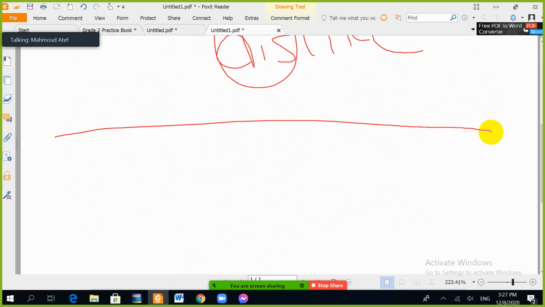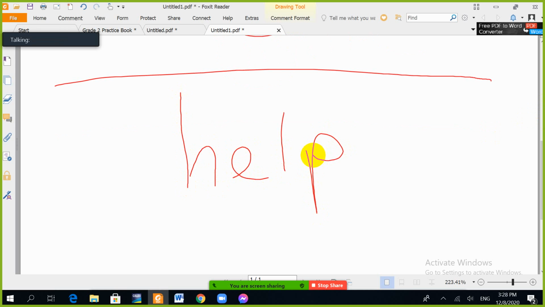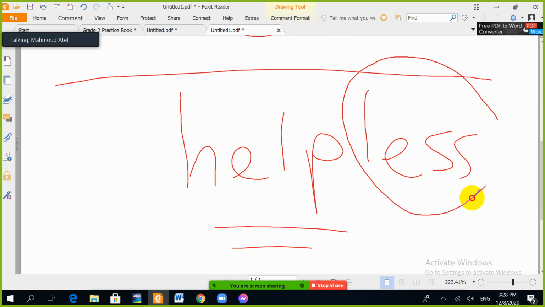Suffix means at the end of the word. For example, we have the word help. Okay, so we're going to say helpless. So here we have help, and at the end of the word we have less.